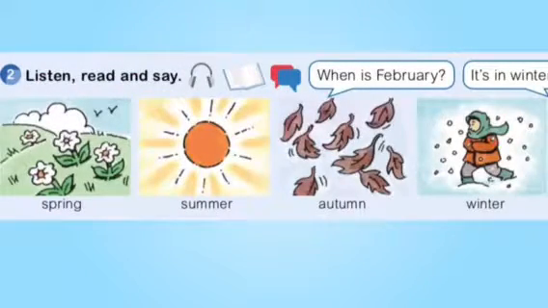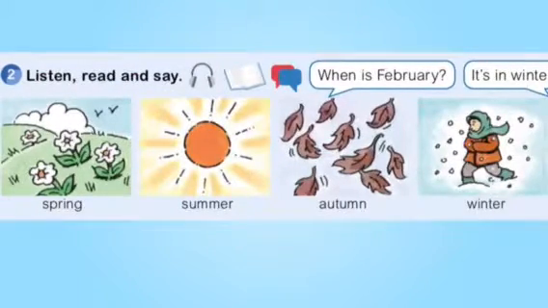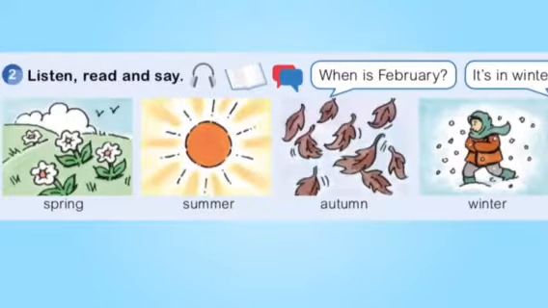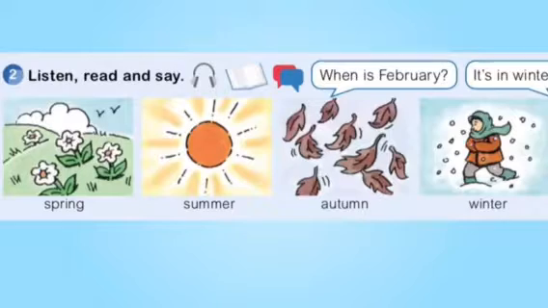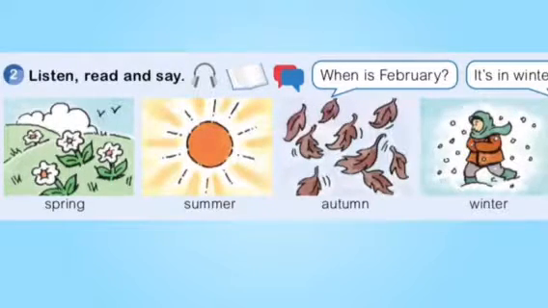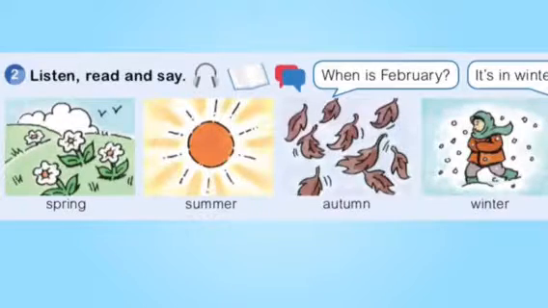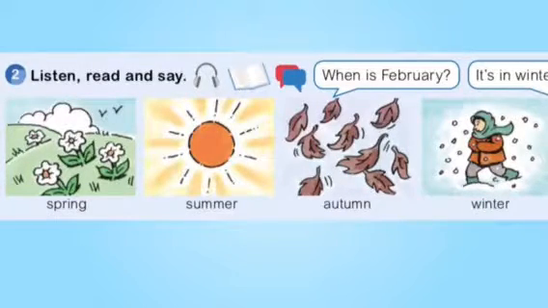We have 4 seasons. The first one, spring. In the spring, the flowers grow and there are birds and the weather is beautiful. And then the second one, summer. The sun is out and normally it is very hot and sunny and the school is off. We have the summer holidays.